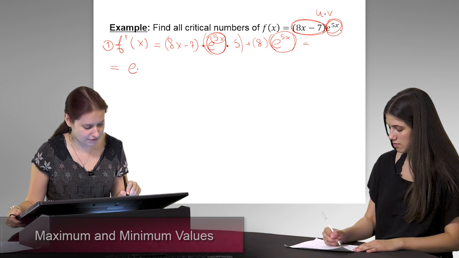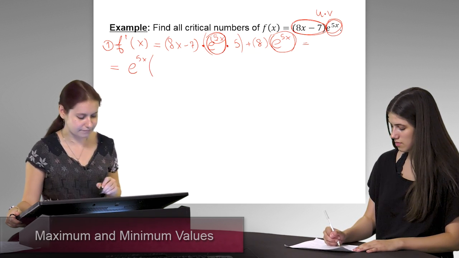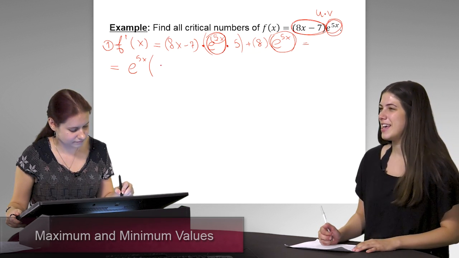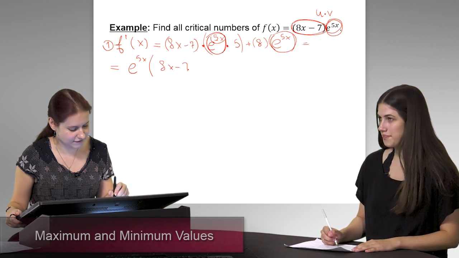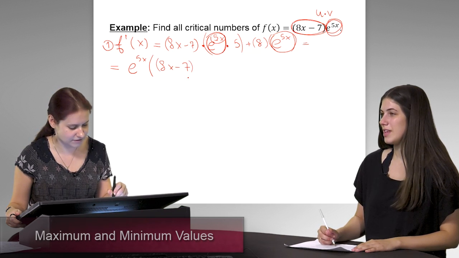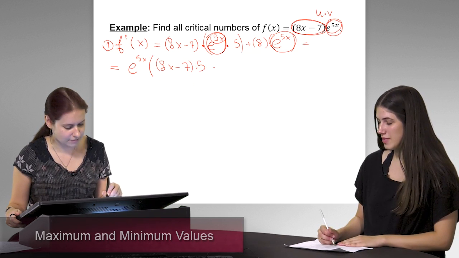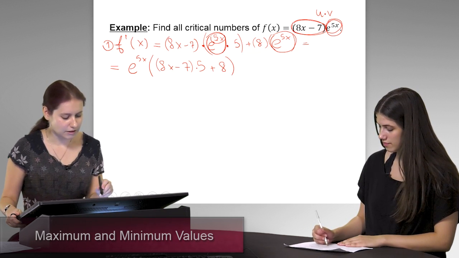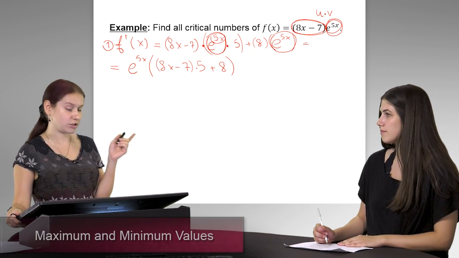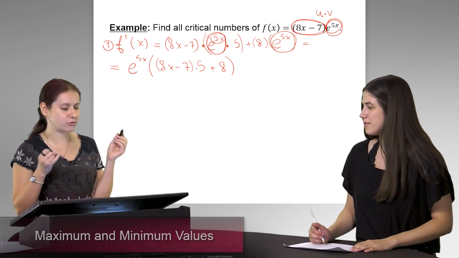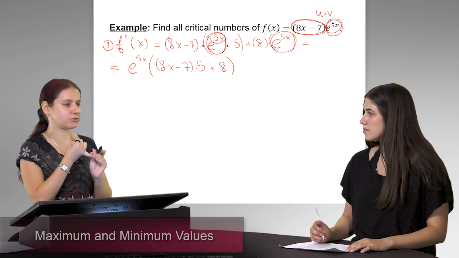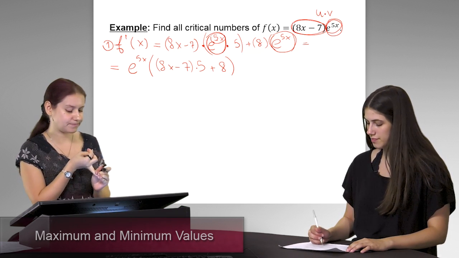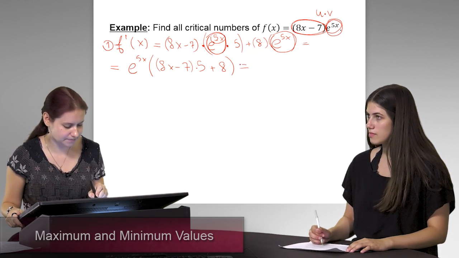Let's factor out e to the 5x. What is going to stay then? We're going to have 8x minus 7. Yes, good. 8x minus 7 times 5, plus 8. Yes, excellent. Now, before moving to step 2, which is, as you remember, we want to write down the derivative equals 0, solve for x, and find points where the derivative does not exist. Before doing this, let's simplify first.